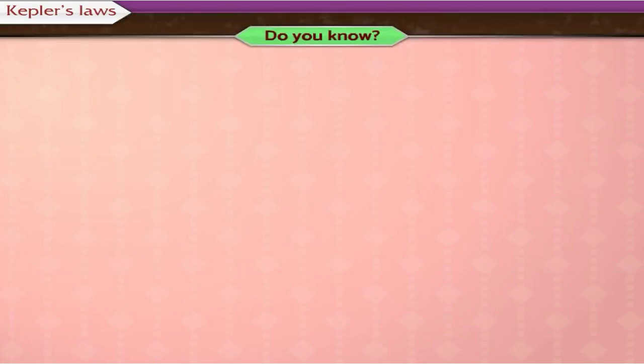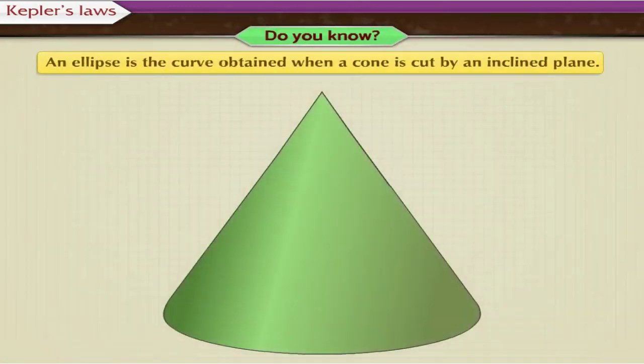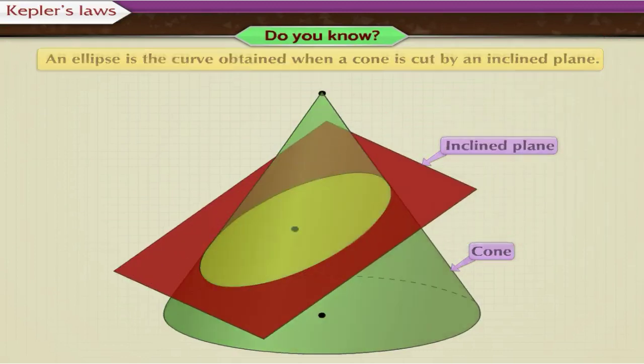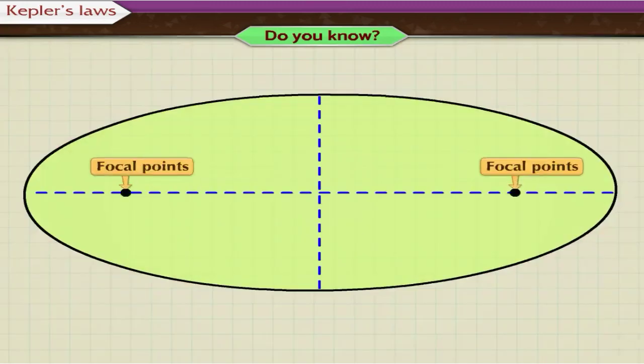Do you know? An ellipse is the curve obtained when a cone is cut by an inclined plane. An ellipse has 2 focal points. F1 and F2 are 2 focal points of the ellipse shown here.